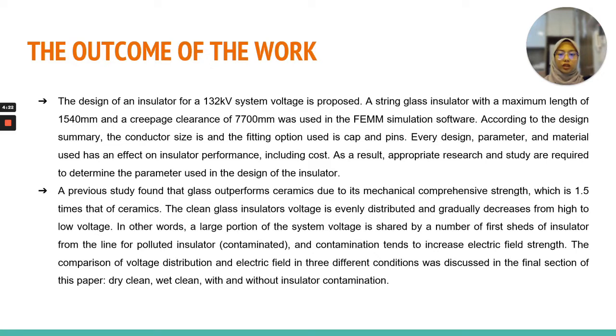A previous study found that glass outperformed ceramic due to its mechanical compressive strength, which is 1.5 times that of ceramics. In the clean glass insulator, the voltage is evenly distributed and gradually decreases from high to low voltage. In other words, a large portion of the system voltage is shared by a number of first sheds of the insulator from the line for a polluted insulator. And contamination tends to increase electric field strength. The comparison of voltage distribution and electric field in three different conditions was discussed in the final section of this paper. There are dry clean, wet clean, with and without insulator contamination.